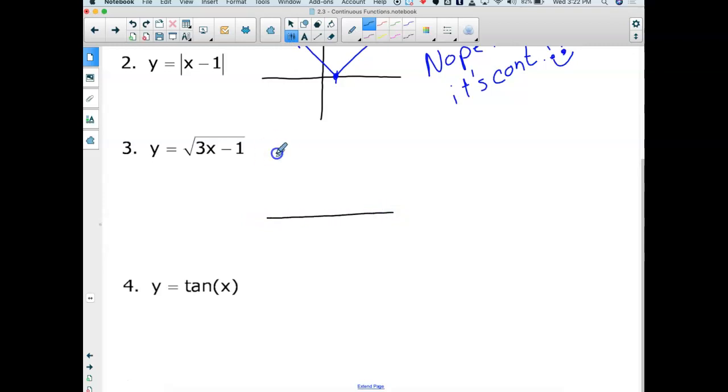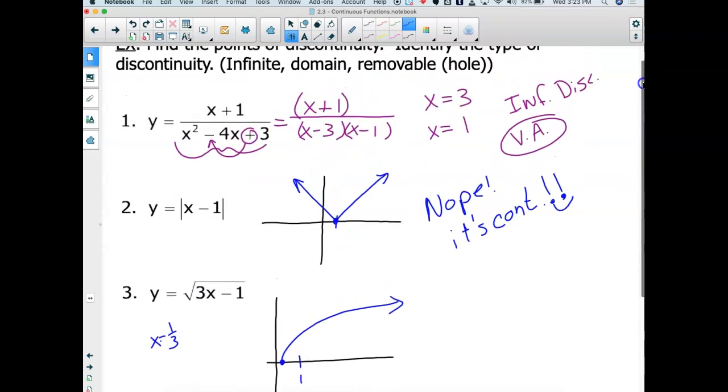If I had one of these, I know where my vertex is, because when x equals 1/3, if I put a third in there, I get 0. So about right there is my beginning point, right? If I put points less than a third in there, like 0, I get a negative, and then it's a hook.